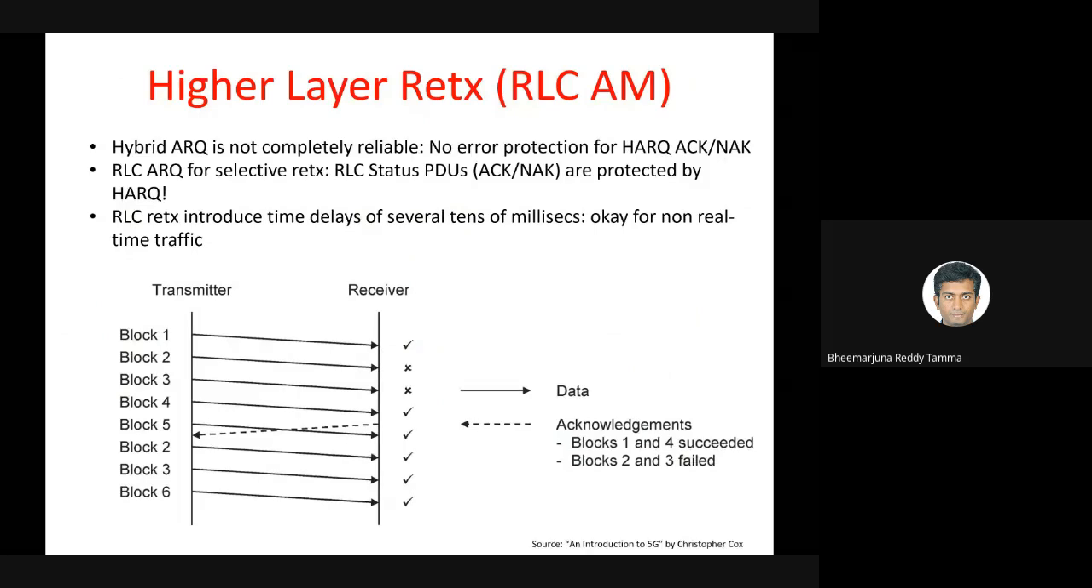So finally, I have one more slide, which is something I covered when I was talking about RLC AM mode. If you look at the hybrid ARQ, it is not completely reliable. One of the reasons why it is not completely reliable is that there is no error protection for ACKs and NACKs that are coming from the receiver to the sender. So what is the meaning of this?